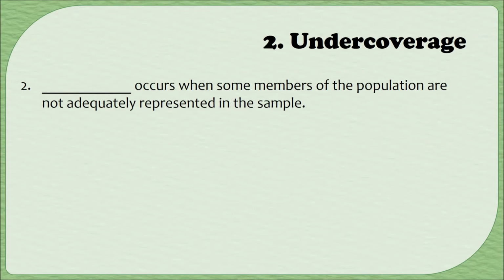A second way that a study might be biased is if there is undercoverage. Undercoverage happens when some members of the population are not appropriately represented in the sample. So a couple videos ago, we talked about lots of different ways of finding a sample, and that some samples were better than others because some samples have a better representation of the population than others. So here's an example of undercoverage.